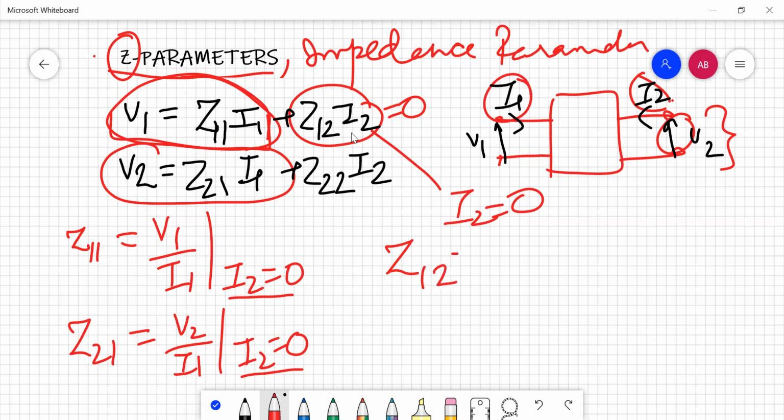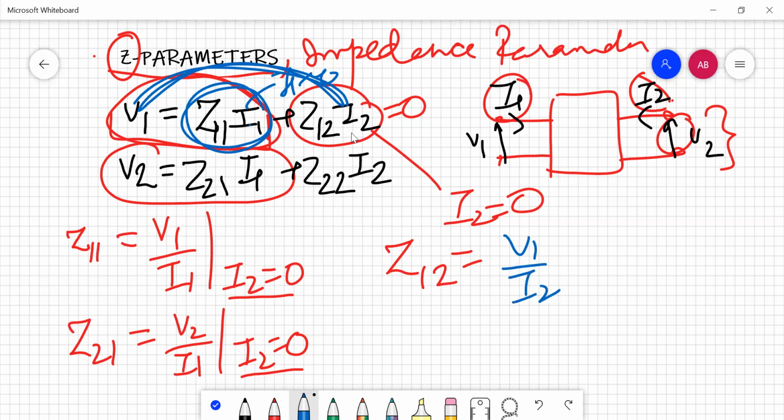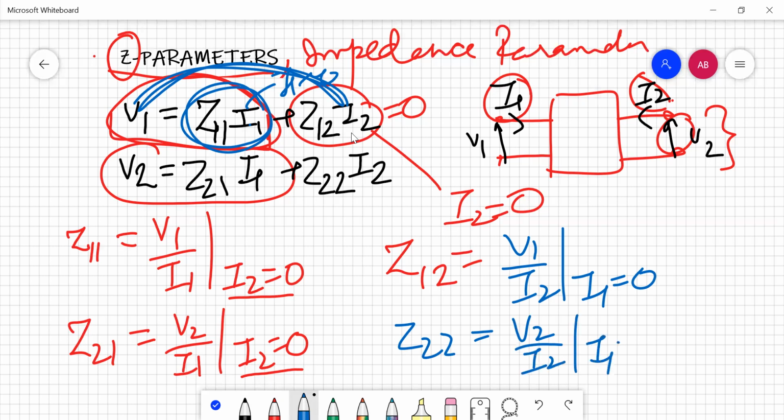So Z12 will be equal to, just take care of V1 and this term, and now let's make this term equal to 0. How are you going to make that equal to 0? By equating I1 equal to 0. So V1 upon I2 for I1 equals 0, and similarly your Z22 will be equal to V2 upon I2, again for I1 equals 0.